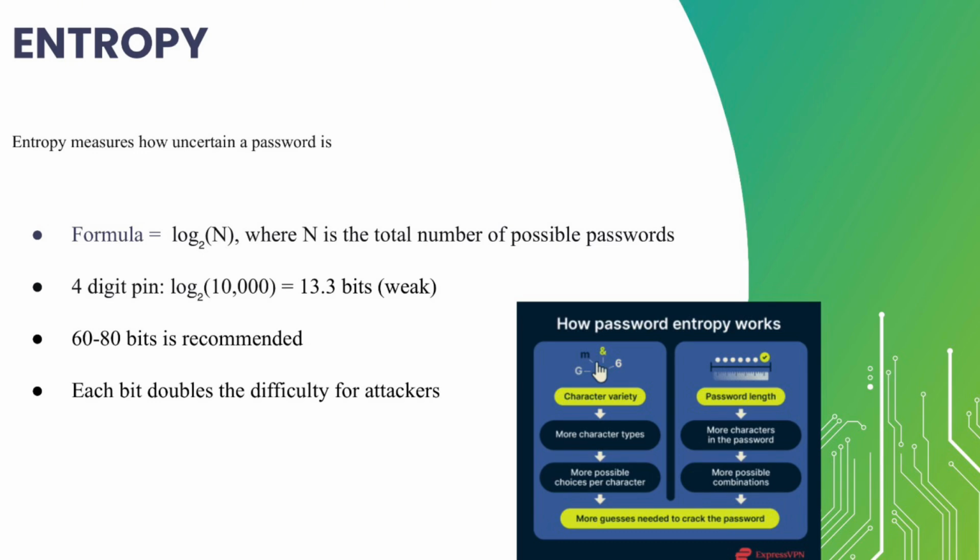So if we go back to our 4-digit PIN example, 10,000 total possibilities, if you plug that into log base 2 of 10,000, that's about 13.3 bits. That's very tiny. An attacker can try all 13.3 bits worth of possibilities very quickly. A strong password should have 60 to 80 bits of entropy.